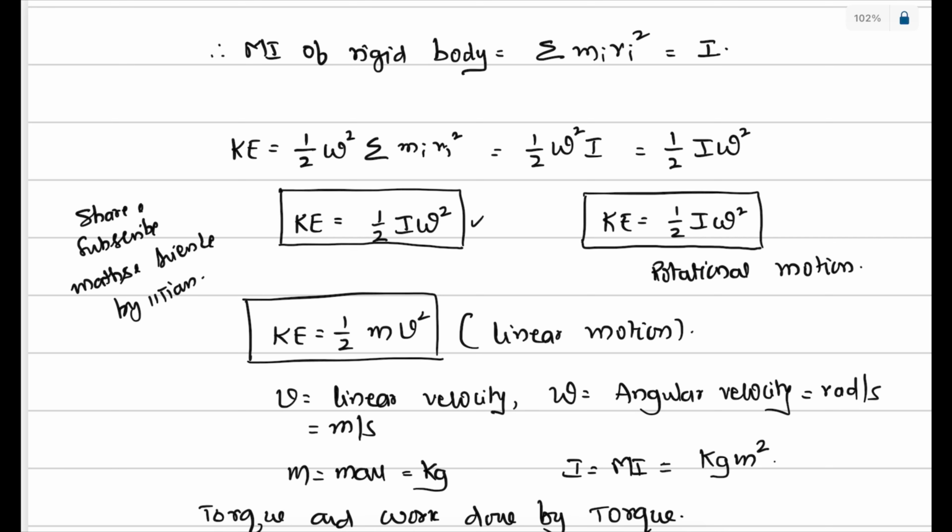And the video of 10 seconds, if you want, you can recollect it and understand how a rigid body rotates about an axis of rotation.